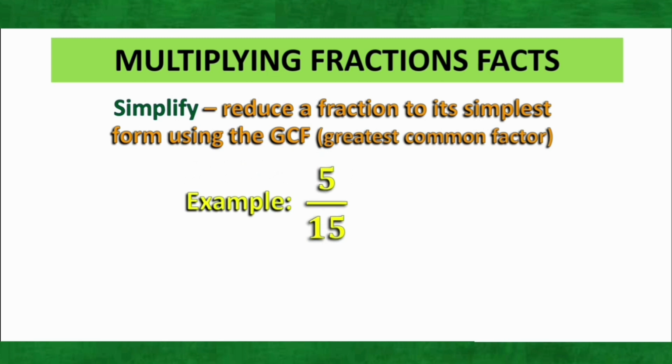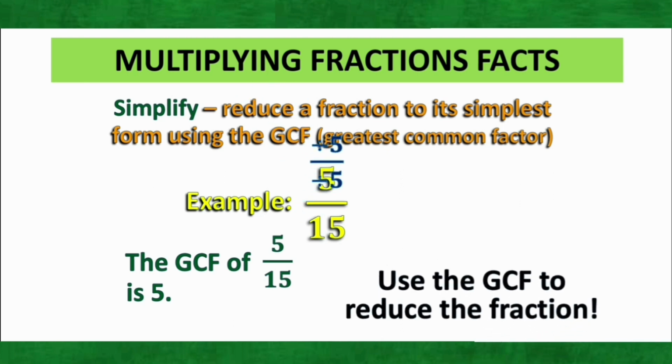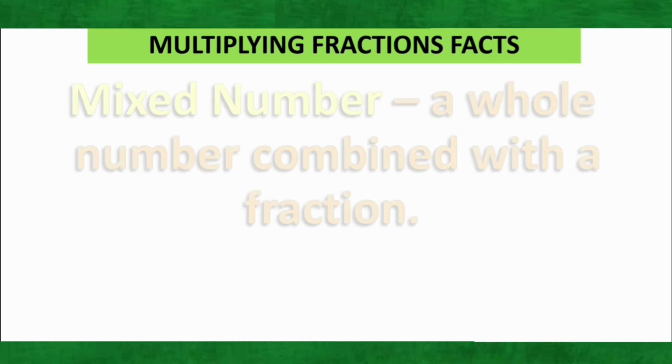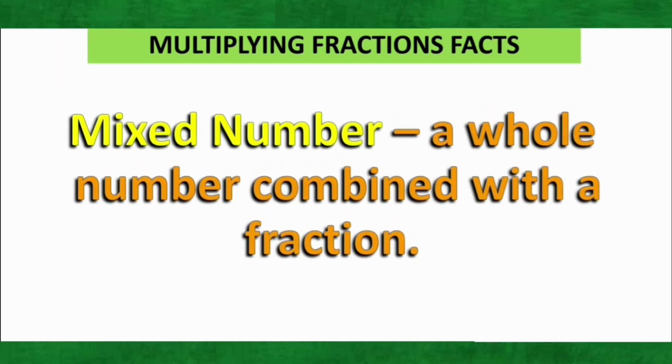We have 5/15ths. The GCF of 5 and 15 is 5. We are going to use the GCF to reduce the fraction. So, 5 divided by 5 and 15 divided by 5. The answer is 1/3. Next, we have mixed number. It is a whole number combined with a fraction. Example, 3 and 5/6.